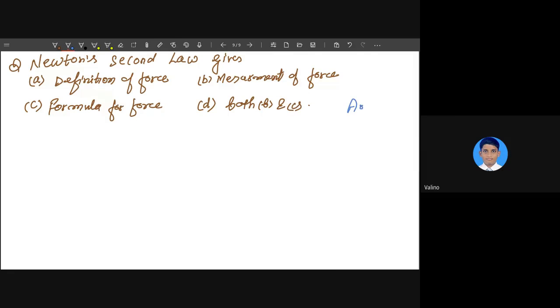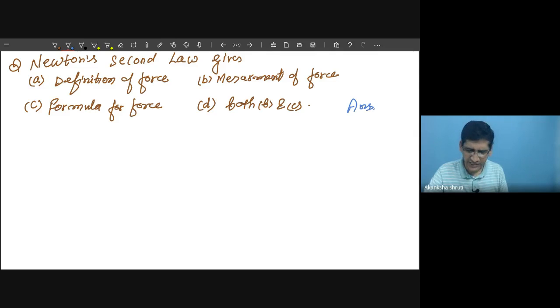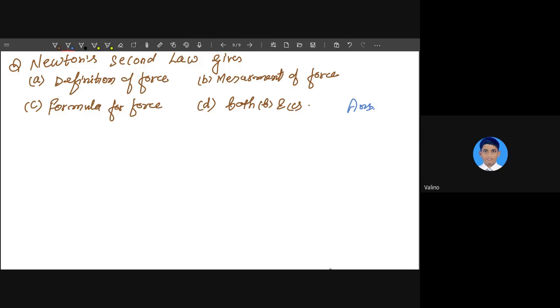Option D. Measurement of force. Measurement of a force. And what about C? Formula, we are not getting. D, both B and C.